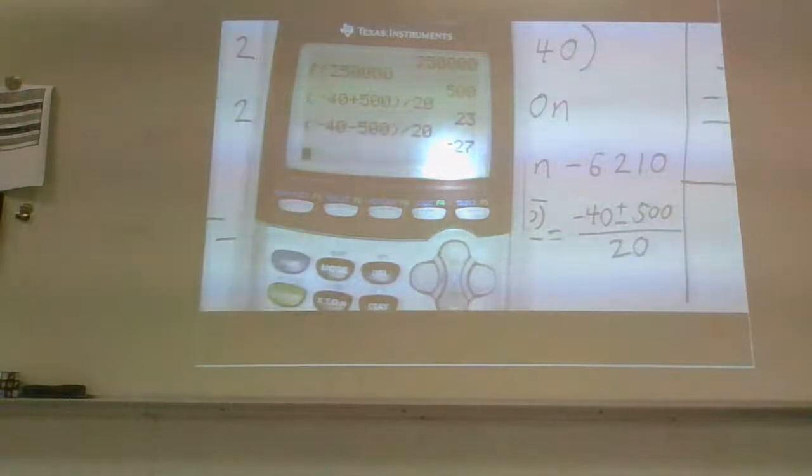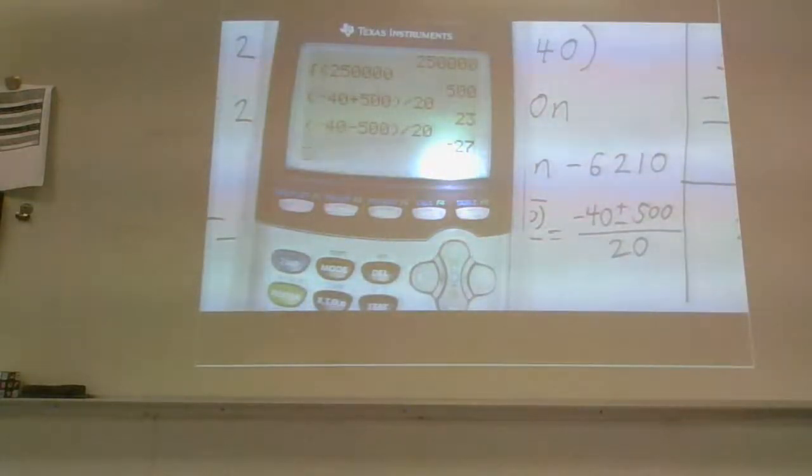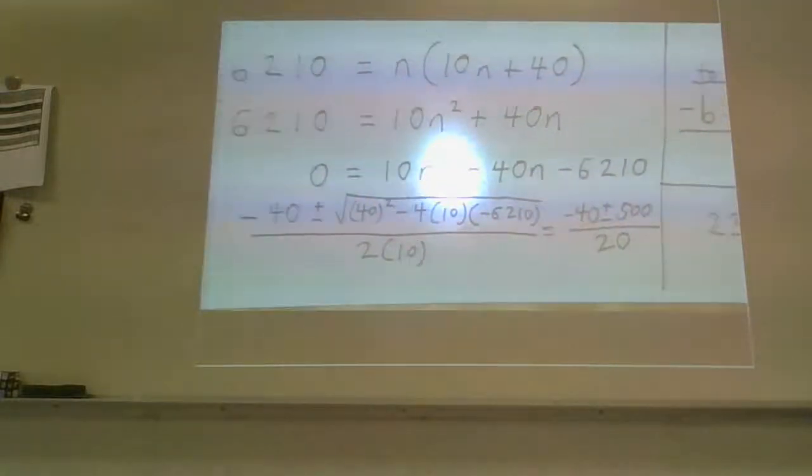You get a positive 23 and you get a negative 27, but that negative 27 cannot be your answer. You can't have a negative number of terms. So the answer does have to be 23.